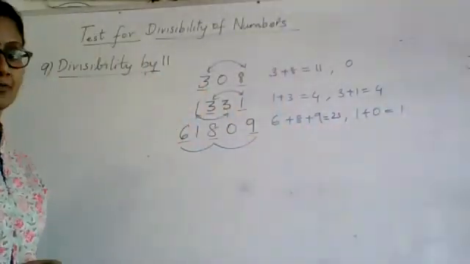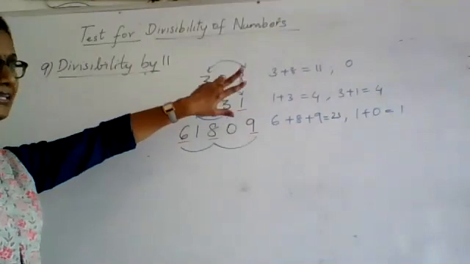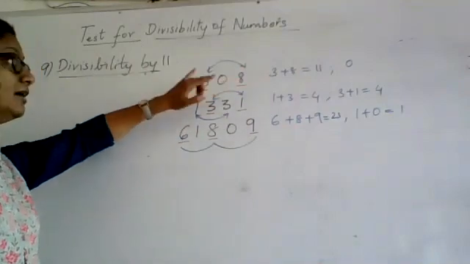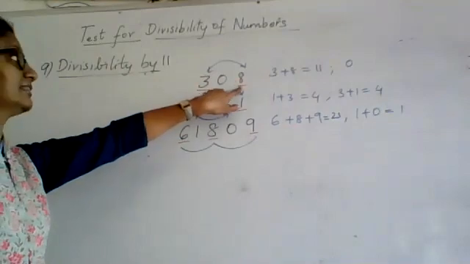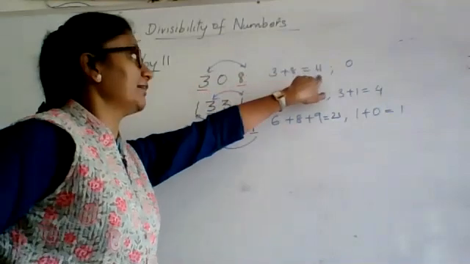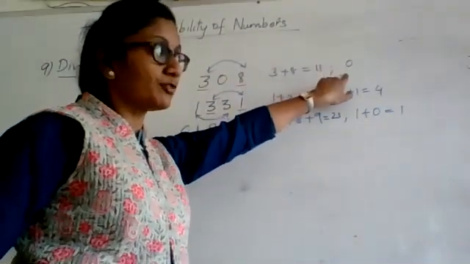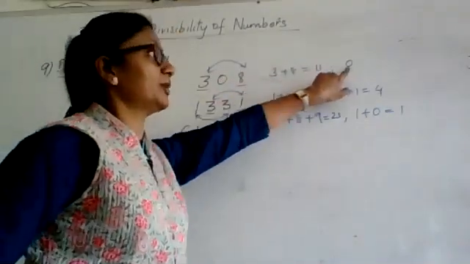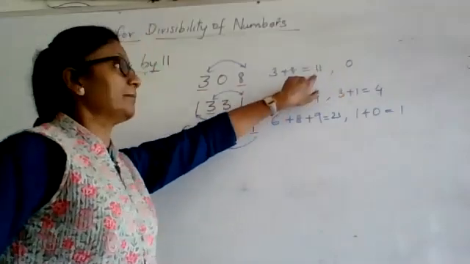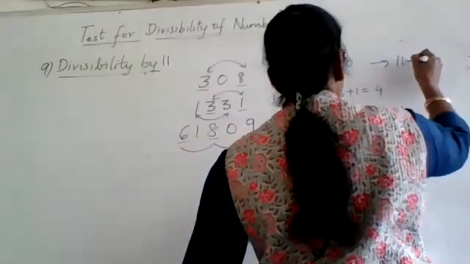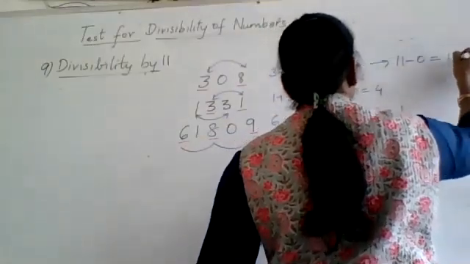So the first step you have to do is add the alternate digits. First I will underline the alternate digits. If it's a 3-digit number, this is how I underline. These are the alternate digits. I added them, I got 11. And only one digit is left over, so that is 0. Then you have to find the difference between these two sums. The first sum is 11 and the second one is 0. So the next step is 11 minus 0, you get 11.